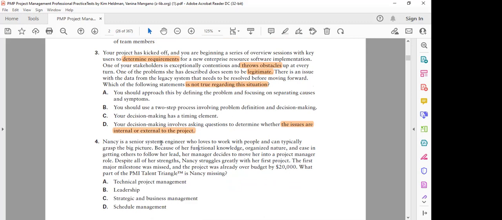Okay. Nancy is a senior engineer who loves to work. Because of her knowledge, her manager decided to move her into a project manager role. Despite all of her strengths, she struggled greatly with her first project. The first milestone was missed, and the project was already over budget. What part of the PMI triangle is Nancy missing? She has functional knowledge, organized nature, and ease in getting others to follow her lead.